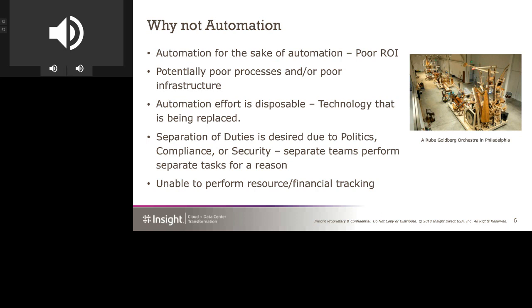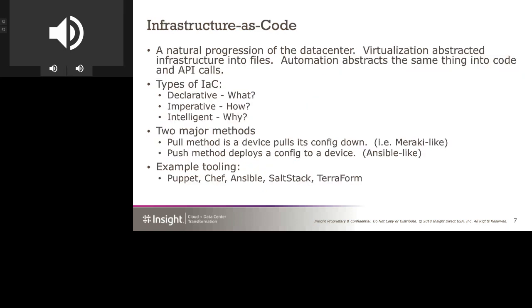Now, I hope that after discussing the reasons why not to automate, you've stuck with us, because the next few concepts get pretty fun. Infrastructure as code. Just like virtualization abstracted infrastructure into files, automation abstracts it into code and API calls. It gives way to the whole pets versus cattle mentality.